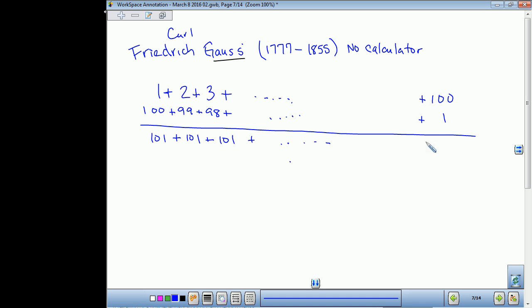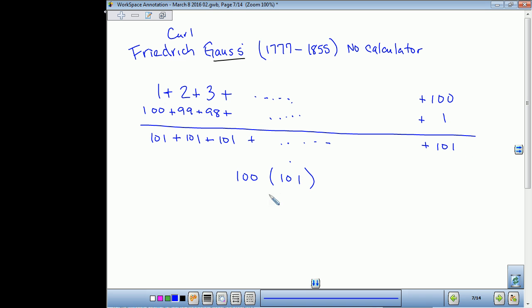All the way to 101. And if we did it from 1 to 100, how many times did we get 101? 100 times. We would get 101. But his teacher just asked him to add from 1 to 100, not from 1 to 100 and from 100 back to 1. So he actually doubled the assignment.